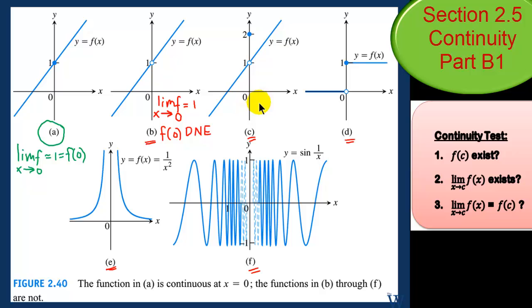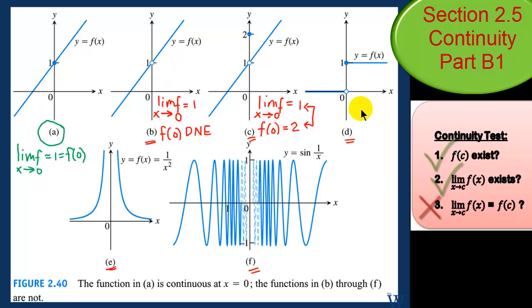Here, it's very similar to letter B. The limit is the same. The limit of f as x approaches 0 is 1. However, what is f of 0? It does exist, so condition 2 is met, but they are not equal. So they do not match. They're not equal to each other. That's why f of x is not continuous at 0.